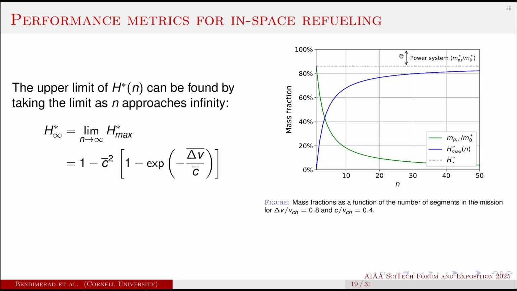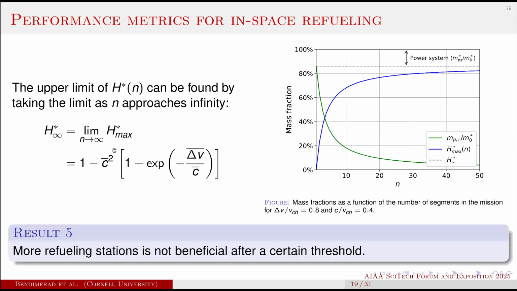And there is a constant fraction that is dedicated to the power system in the spacecraft. And then when we have more refueling, the propellant that the spacecraft should carry decreases here in green. And this gain in mass could be used for the payload mass, which then increases here in blue. And this increase converges to this maximum value, H infinity. And so we can see that more refueling stations is not beneficial after a certain threshold when we get closer to the limit.